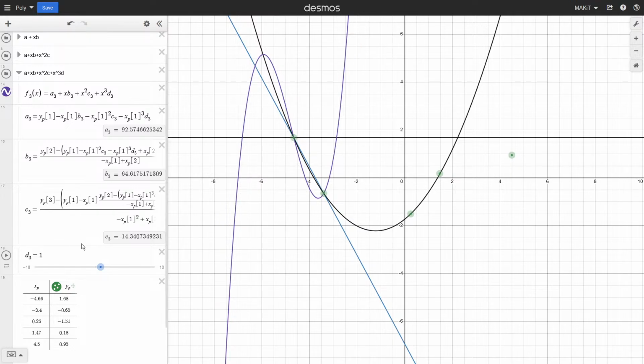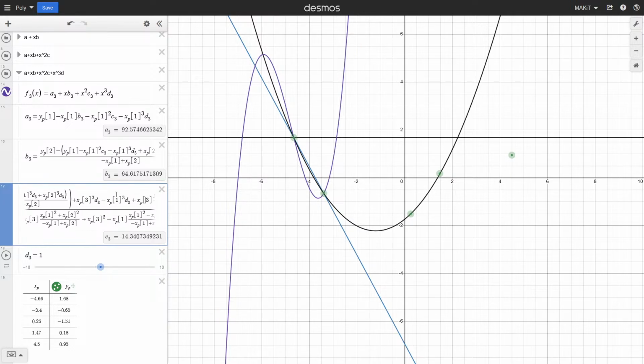1 x1 y2 minus y1 minus x1 cubed d plus x2 cubed d divided by negative x1 plus x2 plus x3 cubed d minus x1 cubed d plus x3 times y2 minus, in brackets, y1 minus x1 cubed d3 plus x2 cubed d3 divided by negative x1 plus x2.